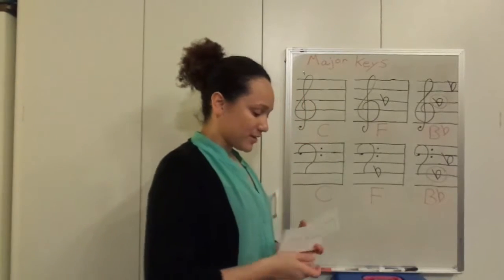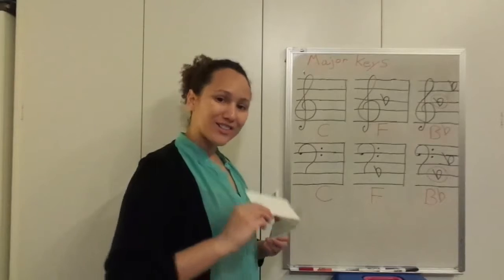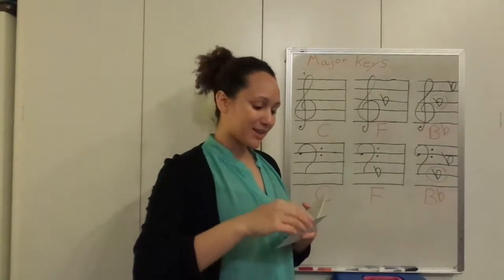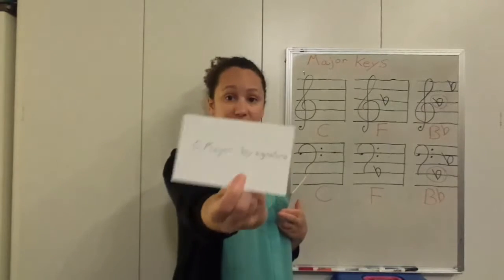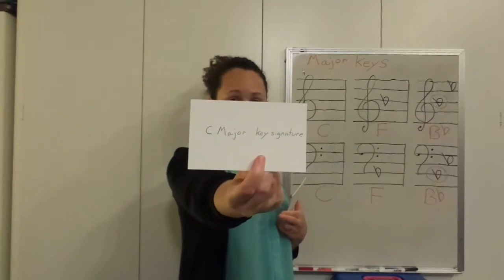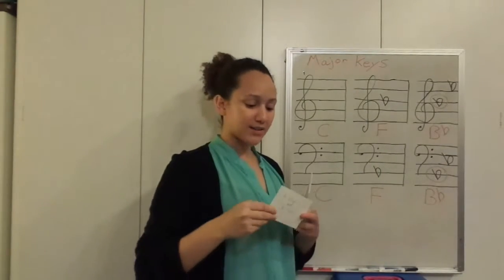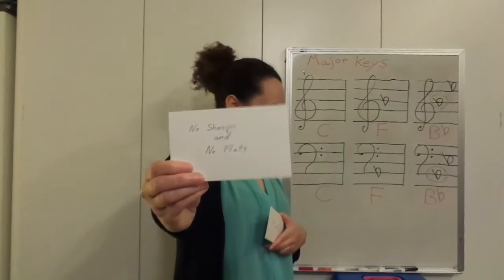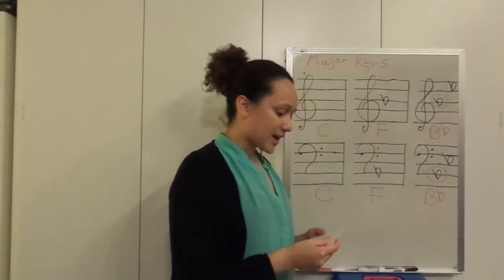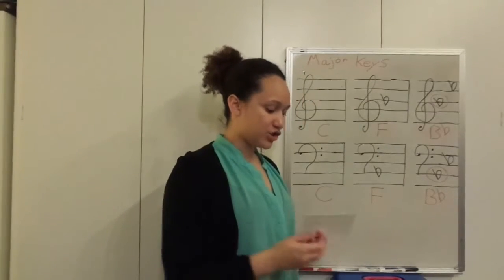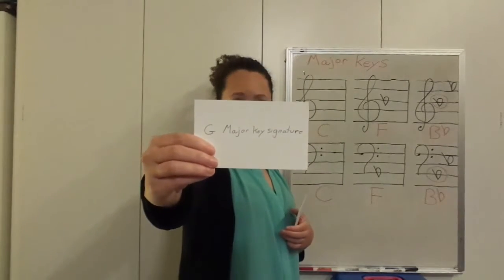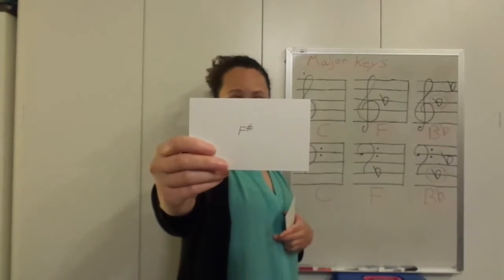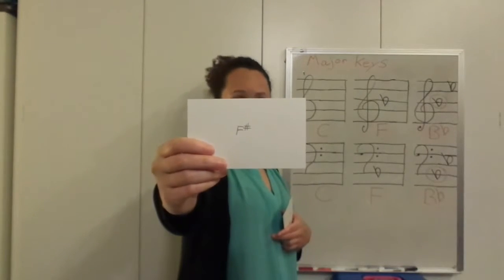So, take out your flashcards. Go ahead and put C major, and the key or key signature, if you like. And on the back side, no sharps or flats at all. Next would be our sharp keys, our G major. And its key signature, the way the key looks, would be F sharp.